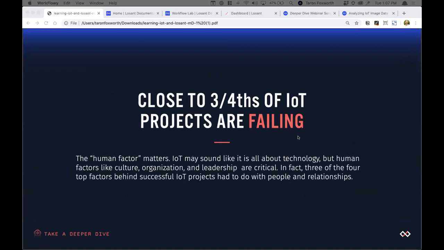So if you've seen any IoT presentation within the last 3 years, you've probably already seen the study. It's very commonly quoted. Cisco did the study. What they found was that 3/4 of all IoT projects are failing. And the entire purpose of the study was to figure out what the key factors were that caused the failing.